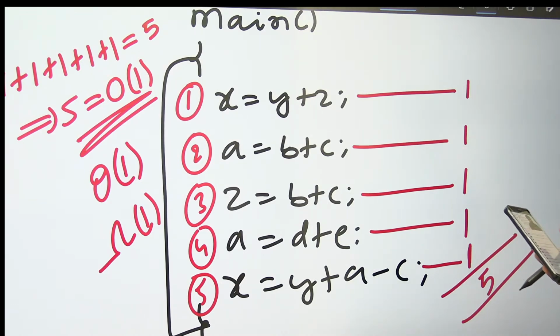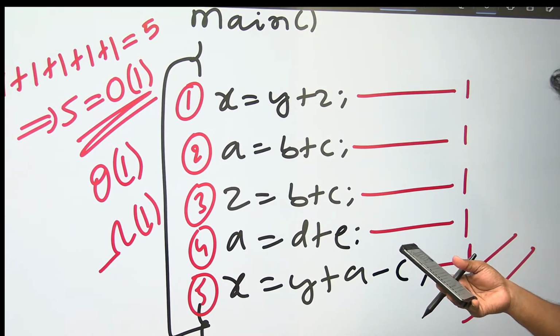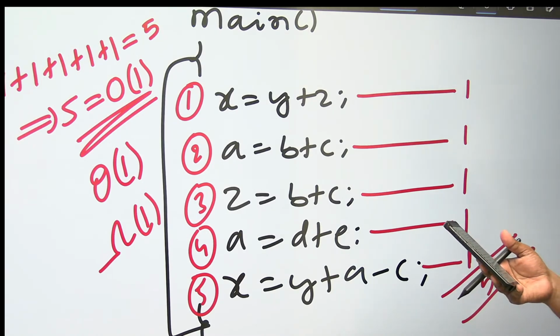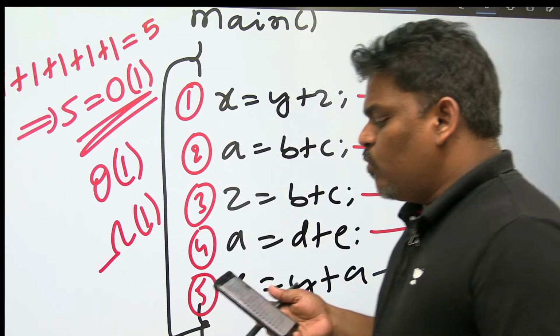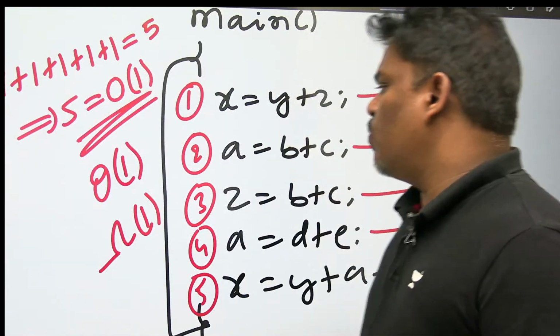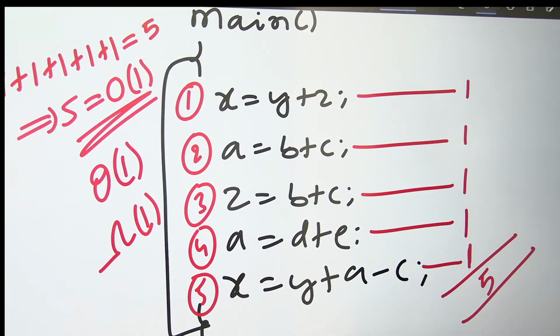If anyone has any doubt, please let me know. The time complexity of this program is constant. Every constant can be written as big O of 1 or omega of 1 or theta of 1. No loop means time complexity is constant. You can write big O of 1, omega of 1, or theta of 1.